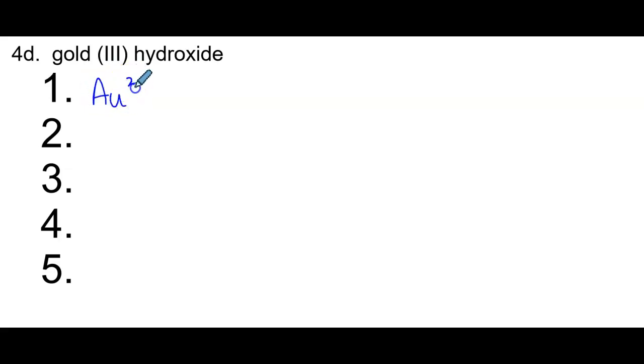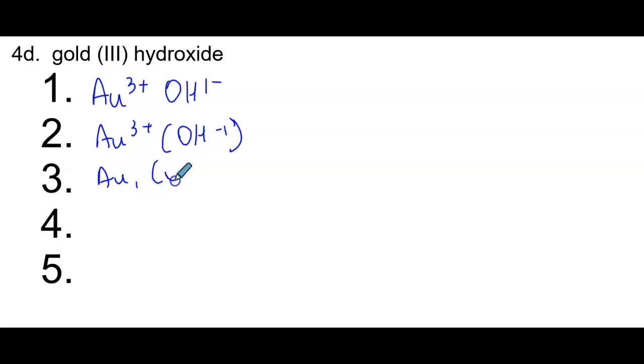Au 3+, why 3+? Because of Roman numeral 3. Hydroxide is OH 1-. No parentheses. This does get parentheses. H and O, or O and H in this case, are both capital letters, both atoms, so they have to be put in a set of parentheses. Crisscross. Nothing to reduce. Clean up without your ones.